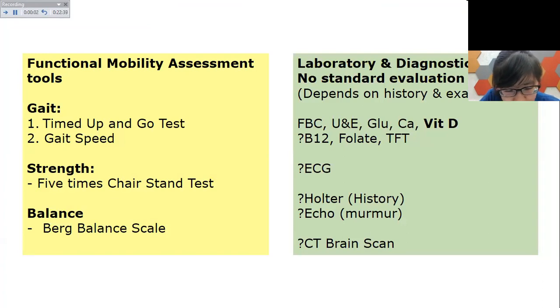So let's look a bit more into the functional mobility assessment tools. We want to assess the gait, the strength, and the balance when we talk about falls. With gait, we want to look at the Timed Up and Go test. It's a quantitative test which is timed, and the subject is supposed to rise from a chair, walk 3 meters, turn around, walk back and sit down. With that, we could also assess whether walking aids are required. Usually, if the individual takes more than 14 seconds, it indicates impaired balance.